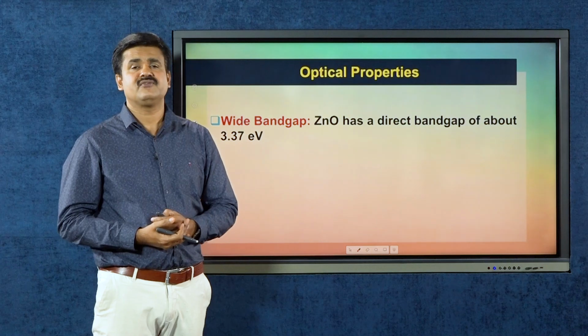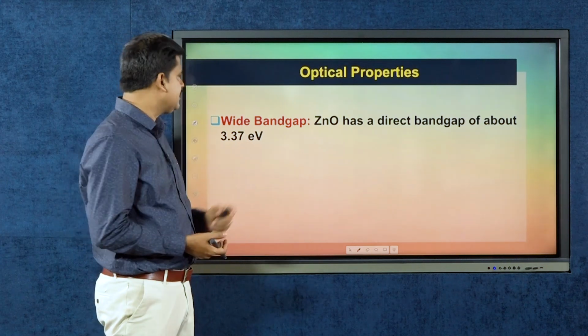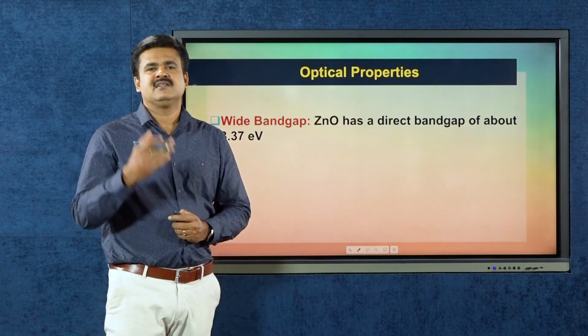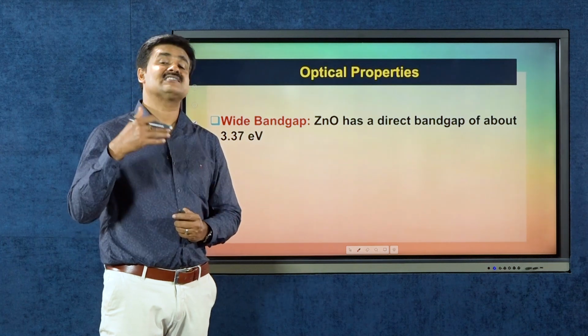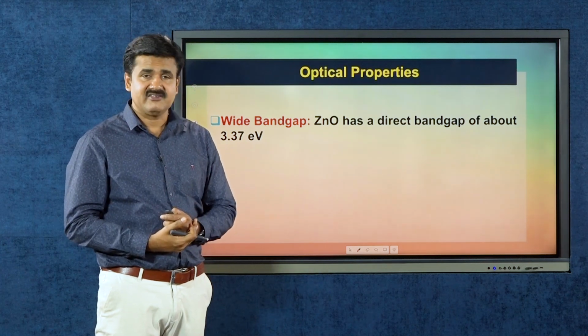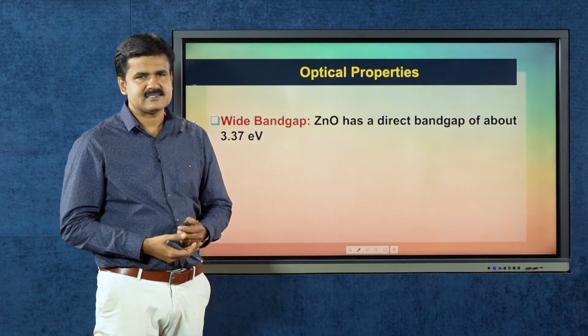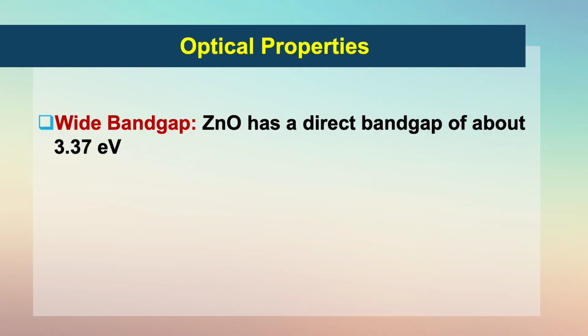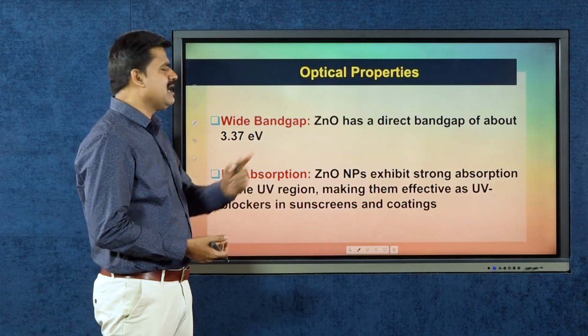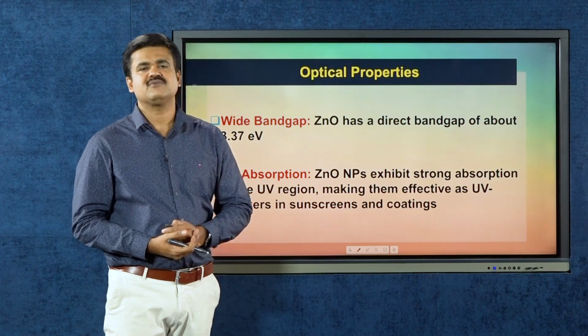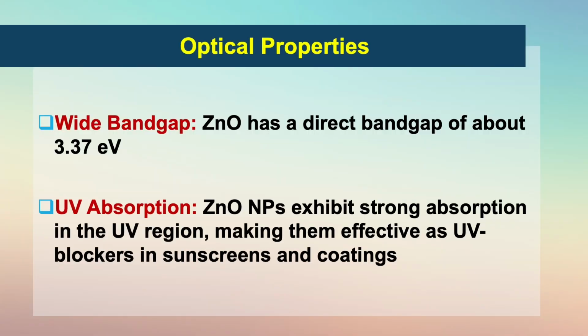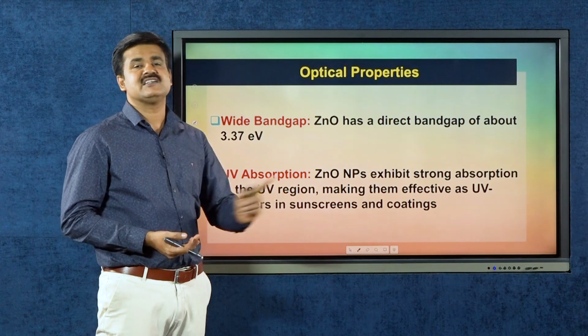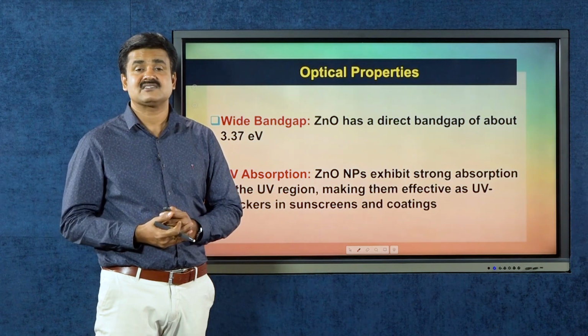Optical properties of zinc oxide nanoparticles are here. It should be noted that zinc oxide nanoparticles, as in the case of many metal oxide nanoparticles, have a band gap tunable by size, and in general it has a band gap in the range of 3.37 electron volt. UV absorption capability is another feature of zinc oxide nanoparticle. They exhibit a strong absorption in the UV region, making them highly effective as UV blockers and used in the preparation of sunscreens as well as coatings.